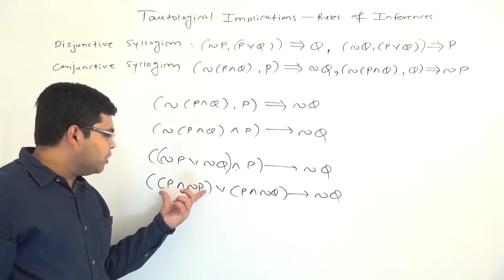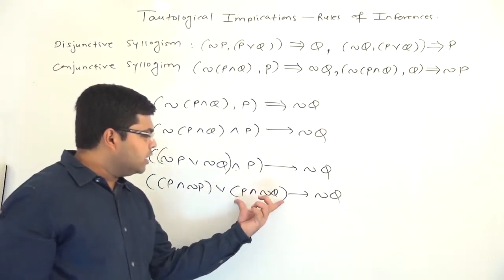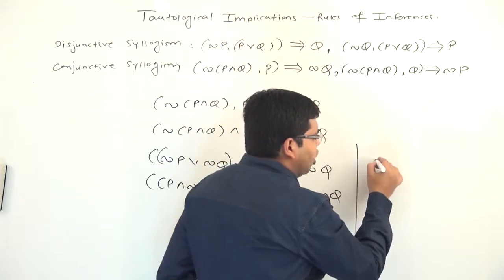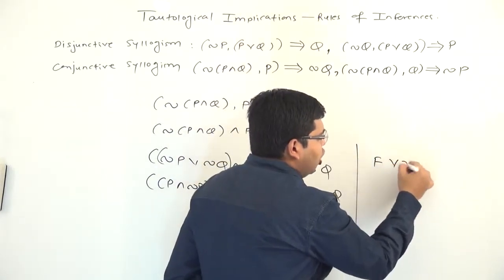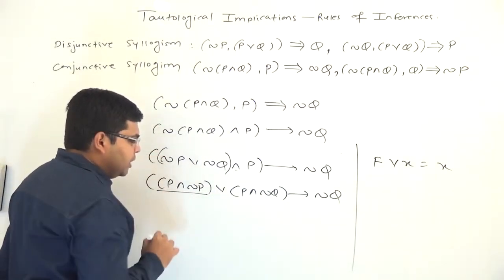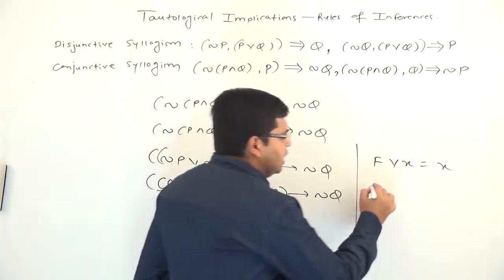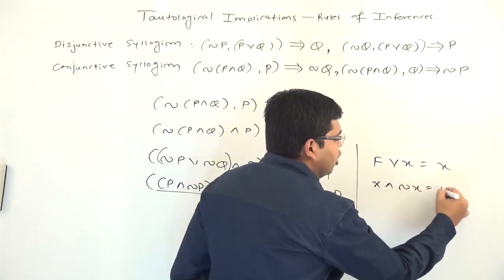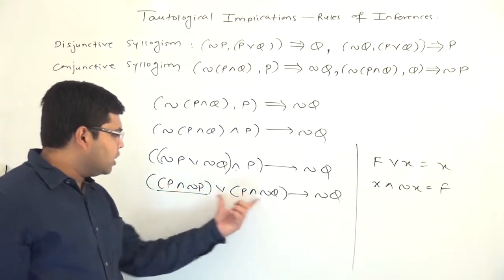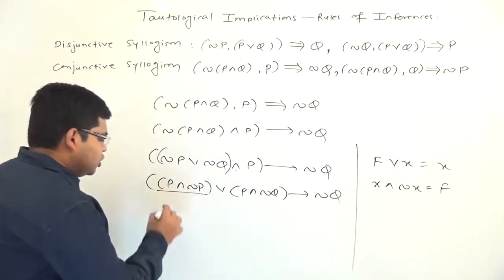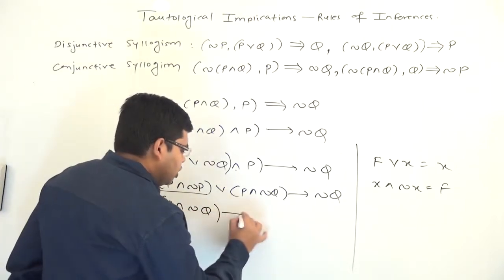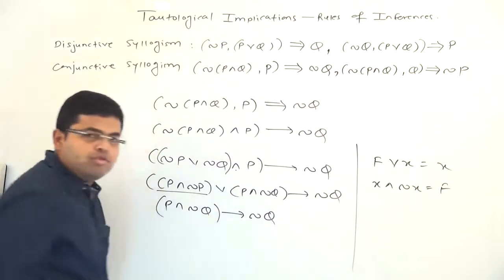Now P and negation of P will become false. False or anything is always equal to anything. We need to apply the identity law, which says false or X will always be equal to X. So P and negation of P, this is the negation law which says X and negation of X will always be false. So here we will apply the negation law, this will become false, and false or anything is equal to the same thing. So this will become P and negation of Q implies negation of Q.